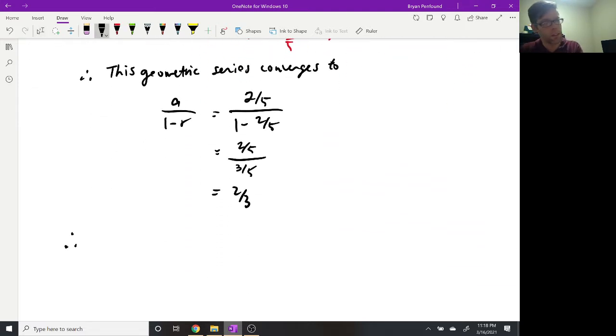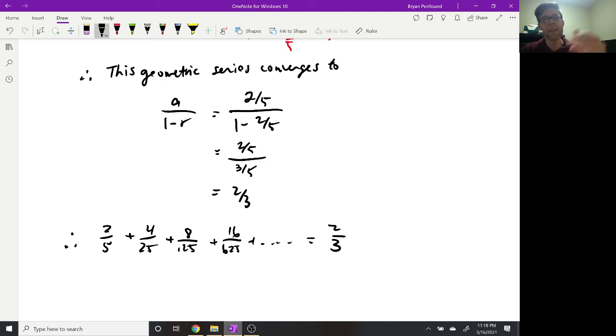Okay, so therefore, if we copy down this sum again, 2/5 plus 4/25 plus 8/125 and so on is equal to 2/3. This is how we define the limit of this particular sum. Because it's a geometric series, I know it converges, and I know exactly the formula to find the limit of this particular infinite addition.